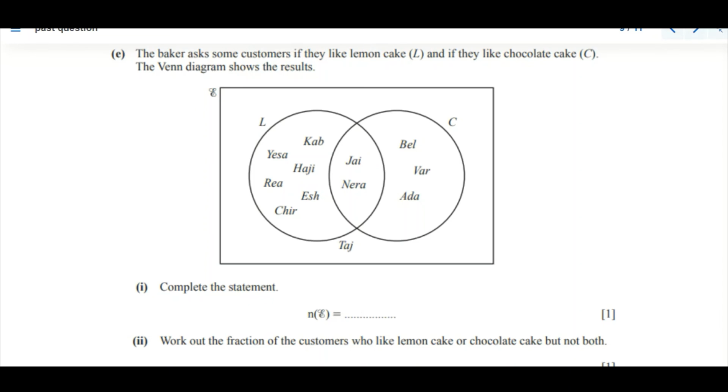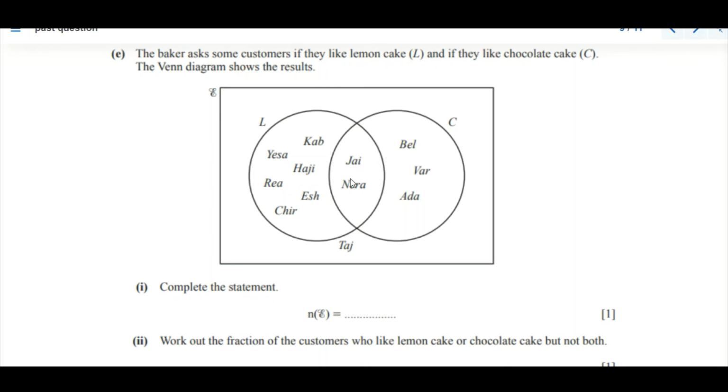The second one says, work out the fraction of the customers who like lemon cake or chocolate but not both of them. So now let's look at it. Since we have 12 for all the elements in this Venn diagram, let's look at how many customers like lemon cake. Let's count those that love lemon cake. This is 1, 2, 3, 4, 5, 6, 7, 8. So we have 8. Since we are working with a fraction, 8 is going to be the numerator, which is the number of people that like lemon cake, while the denominator is going to be the total number of customers.